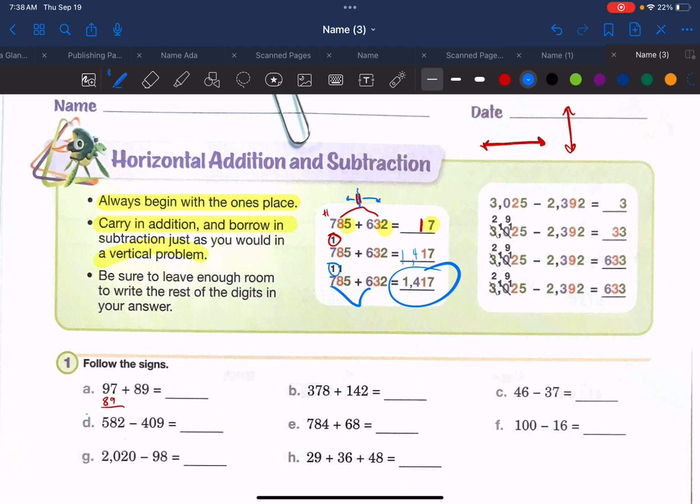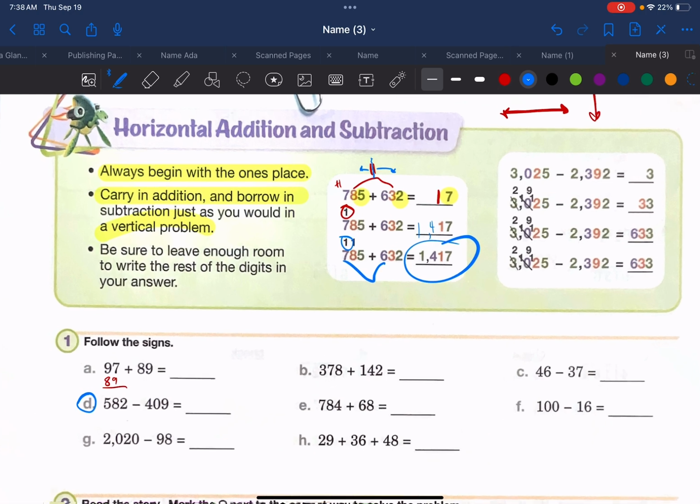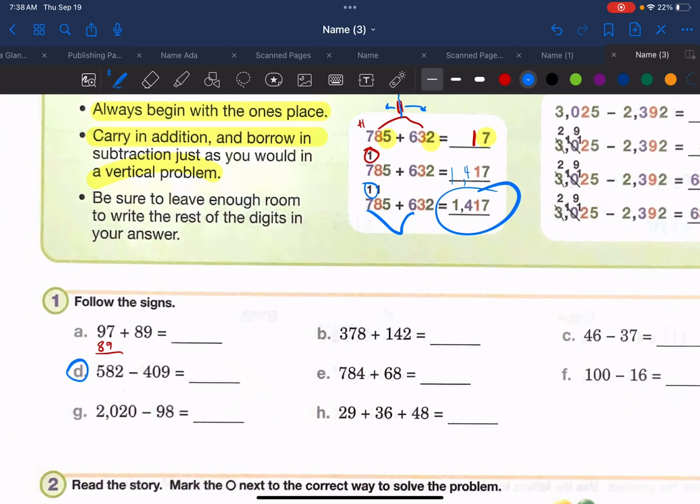So look at D down here. If I'm going to rewrite D, I only have one option as to where I can rewrite it. I have to write 409 underneath the 582 because 582 is the bigger number out of those two. For adding, it doesn't matter. You could write the 378 under the 142. Adding doesn't matter, but the subtraction ones, you have to put the biggest number first on top. So you'd have to say like 98 underneath it.